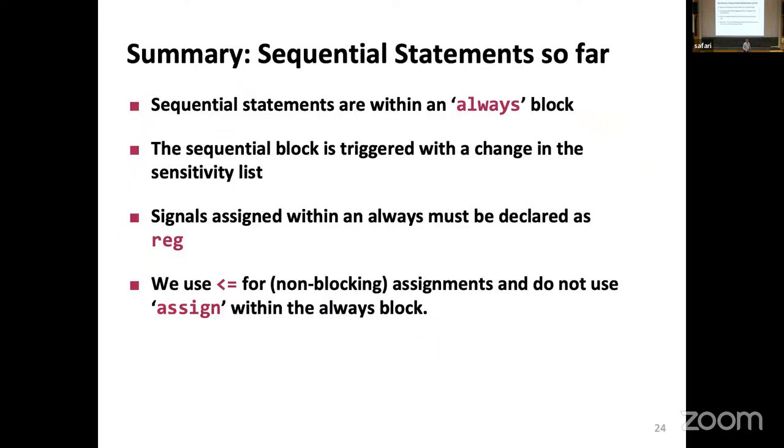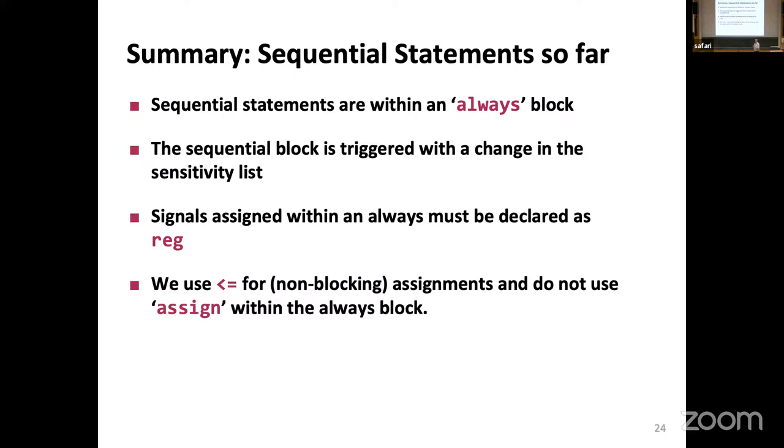Okay. So part of teaching is telling you little lies or telling you not the complete story so that you don't get freaked out and run away. So right now, we overlooked some things, okay? That was deliberate because some of those discussions take too long, but we want to first introduce some of the aspects before making life complicated. So sequential statements are written in an always block. There is no other choice of making it.